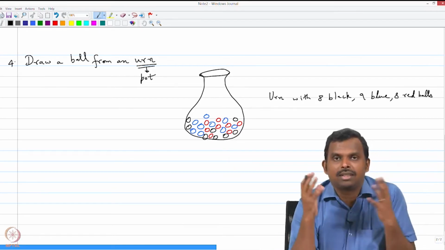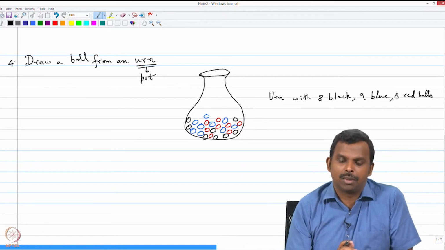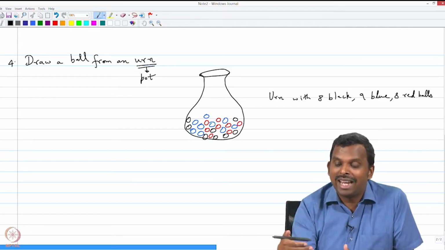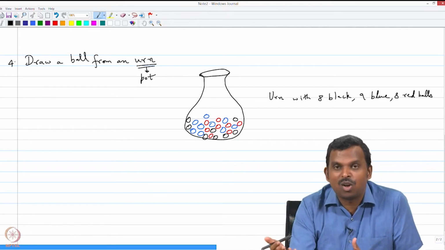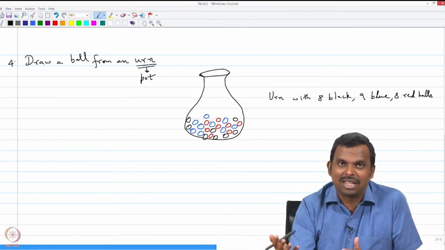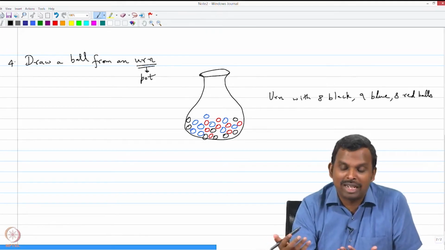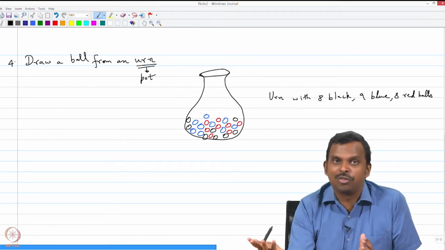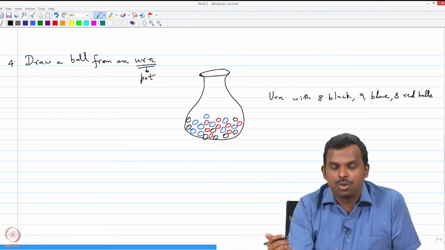Okay. So, this is like the starting point of the experiment. This is what describes the experiment. In fact, this 8, 9 and 8 is not really fixed. It can be changed. So, tomorrow you might have an urn with different colored balls of different numbers. Okay. So, whatever it is, you should be able to deal with it.